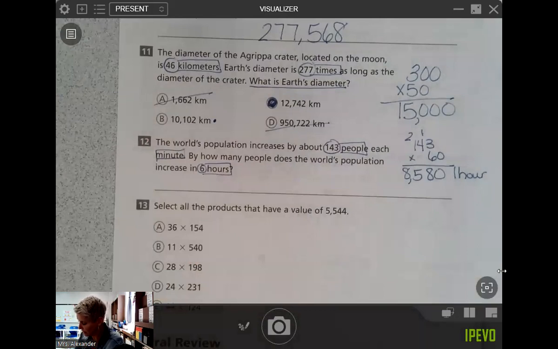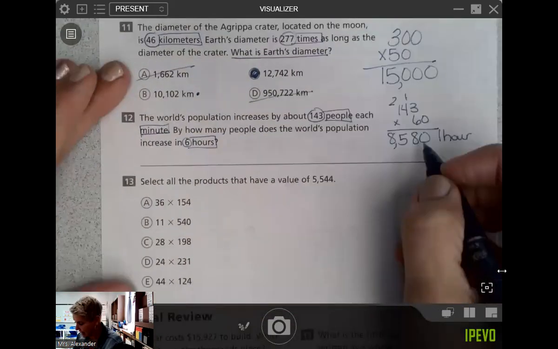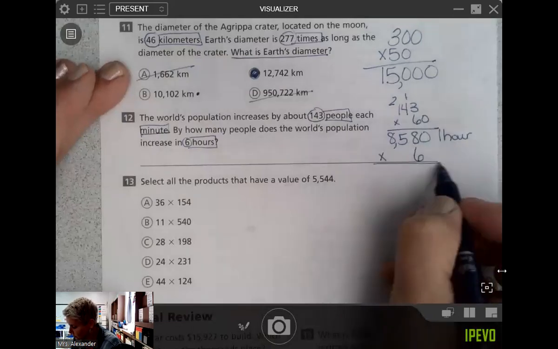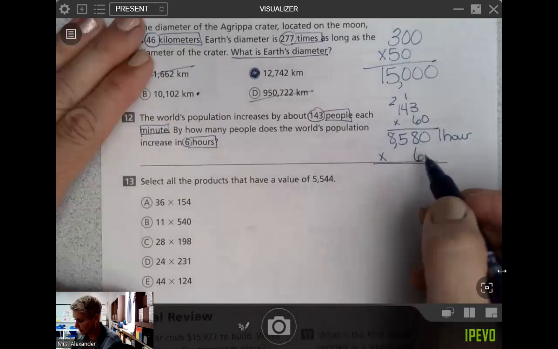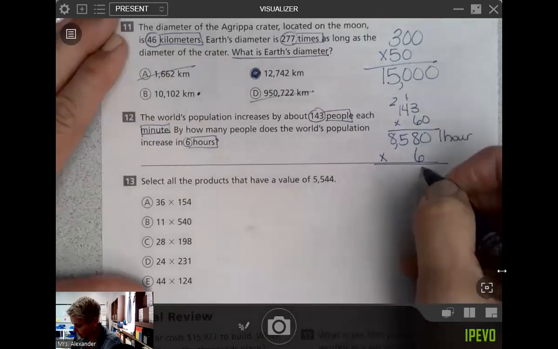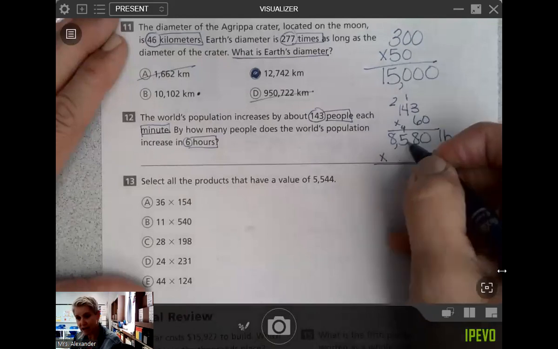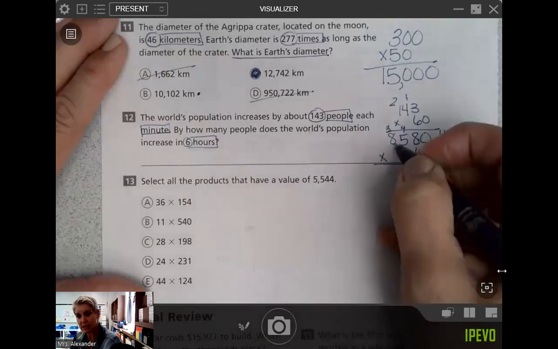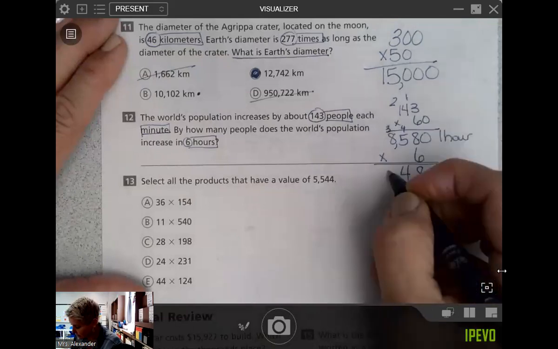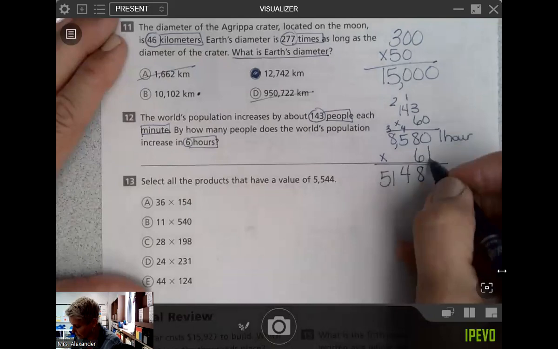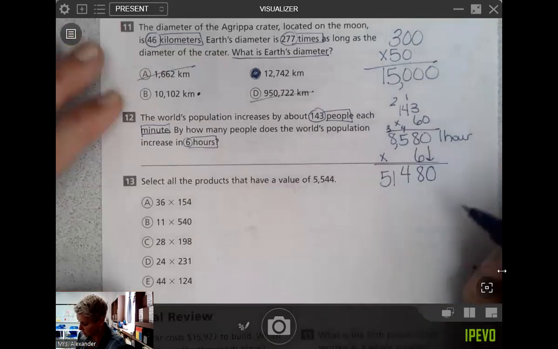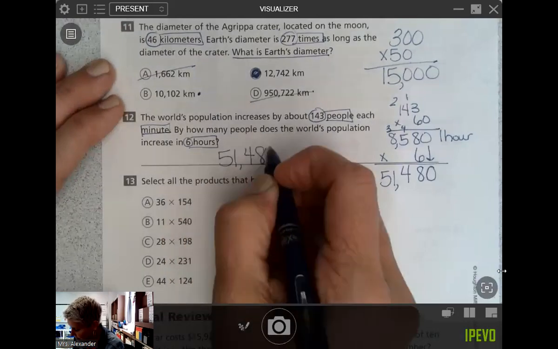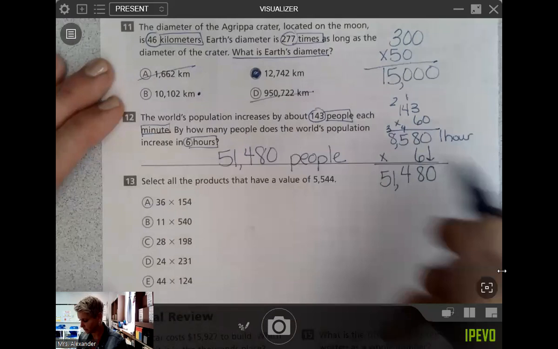The question says, what if it's 6 hours? So I think I could do it right here again. I'm going to hang this 0 again. And now I'm going to multiply this 1 hour by 6. I'm going to ignore that 0 for just a moment. 6 times 8 is 48. 6 times 5 is 30, plus 4 is 34. 6 times 8 is 48, plus 3 is 51. Don't forget about this 0 that we hung out. So it would be 51,480 people. A lot of people.